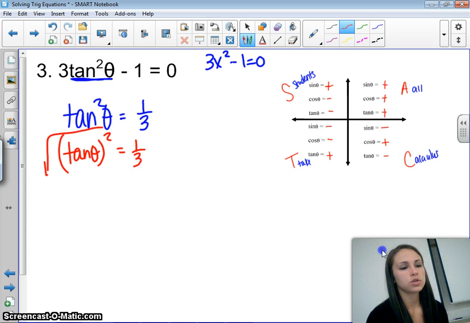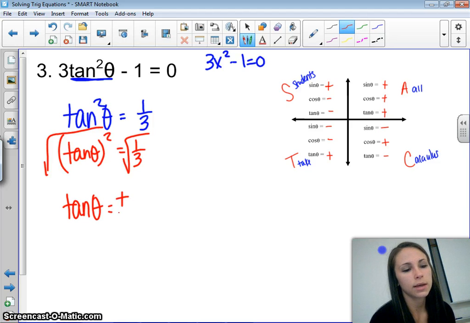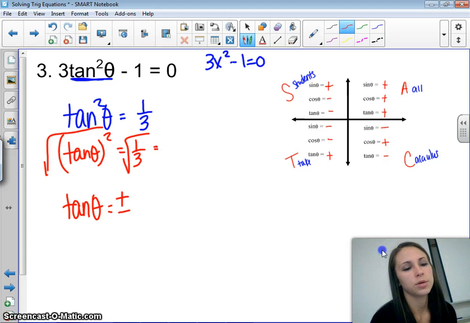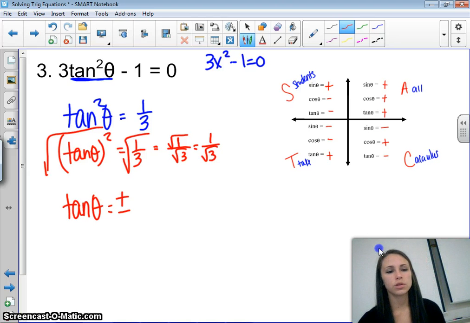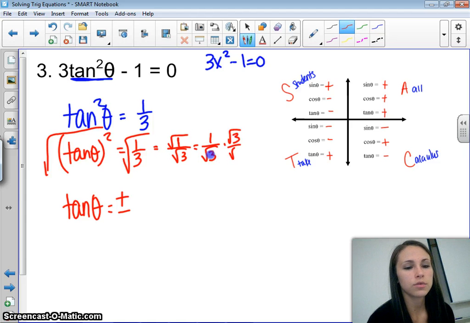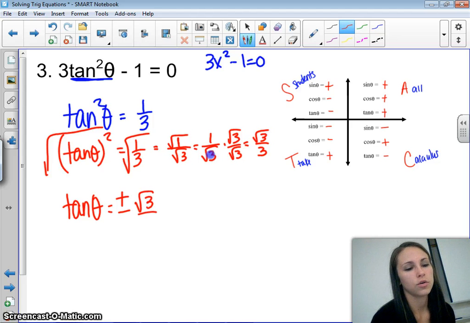And so to get rid of that squared, I'm going to take the square root of both sides. This is going to give me the tangent equals, now I have to remember to put plus or minus whenever I take the square root. And I'm going to simplify this up here. This is the same thing as the square root of 1 over the square root of 3. And the square root of 1 is just 1. So I've got 1 over the square root of 3. The square root of 3 won't simplify into a pretty number. And so then I'm going to rationalize, and you should have rationalized this enough to where you know what this is. So that's just going to be square root of 3 over 3.